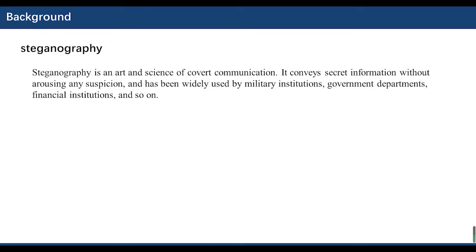There are two key words of my presentation. The first one is steganography. Steganography is an art and science of covert communication. It conveys secret information without arousing any suspicion and has been widely used by military institutions, government departments, financial institutions, and so on.